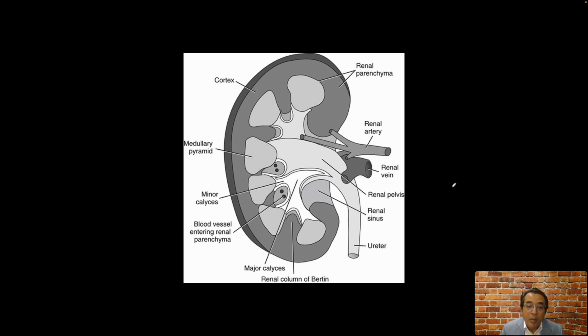It's important to be familiar with the renal anatomy. This is a figure from the literature showing the cortex and the renal pyramid. The pyramids end in the minor calyces labeled right here. Minor calyces join to form major calyces, and then the major calyces continue as the collecting system and the ureter.